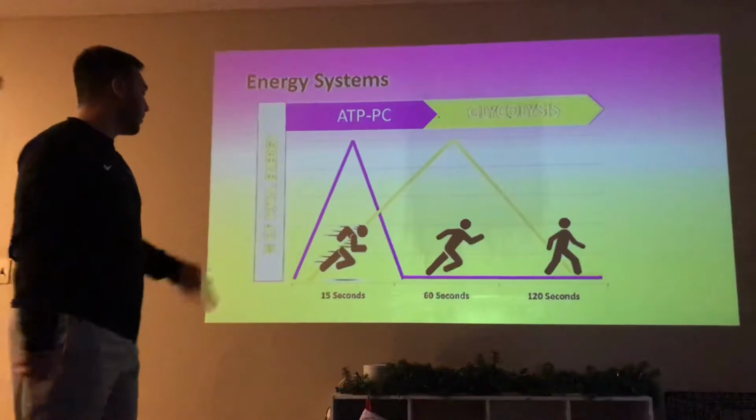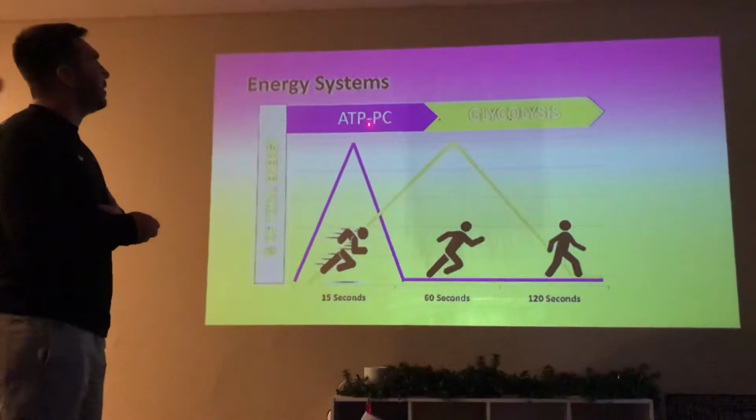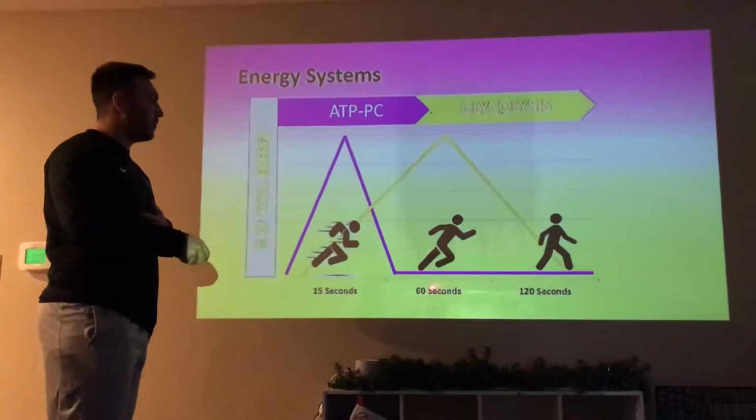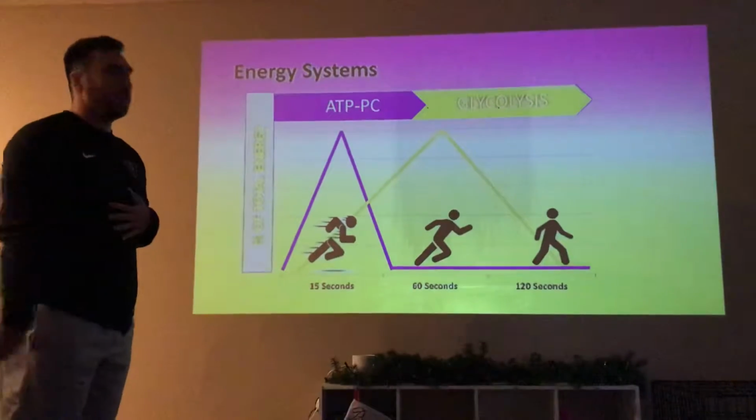Then you have a chart here that shows the 15 seconds, that would be the ATP-PC, and then your glycolysis, how it spikes up and it lasts from 15 to 120 seconds.